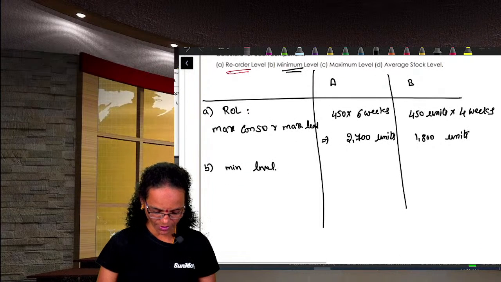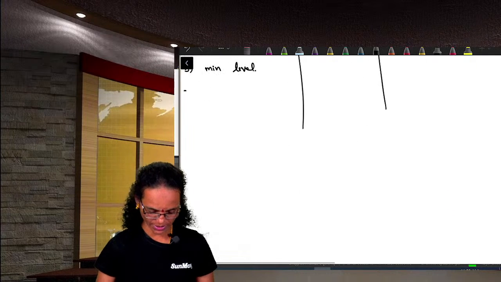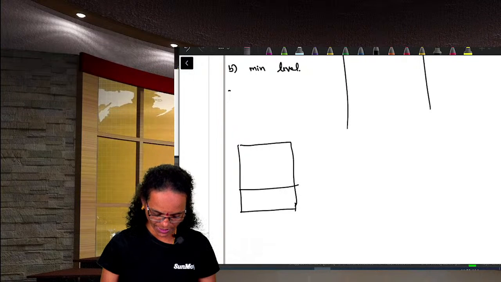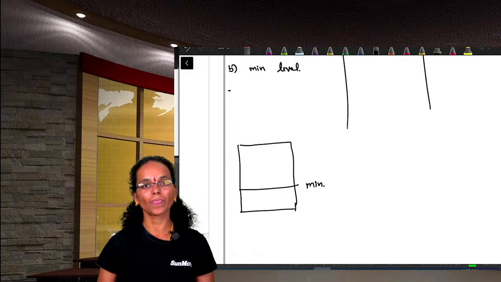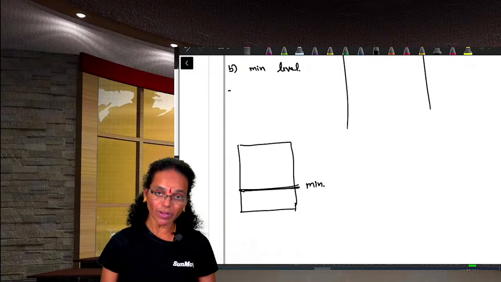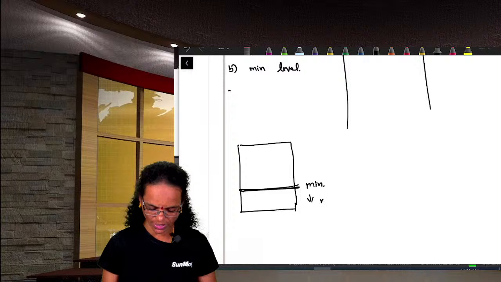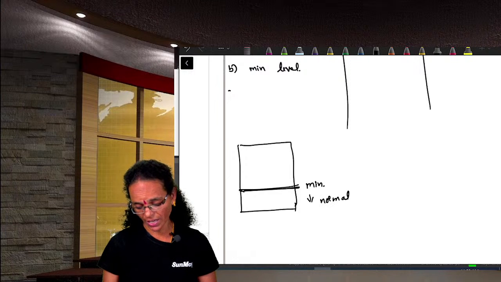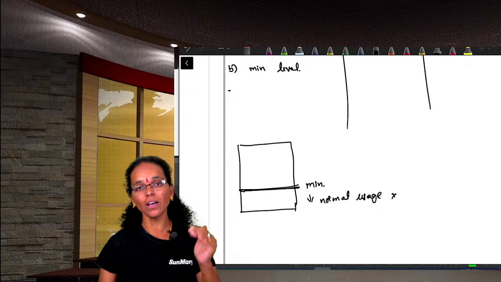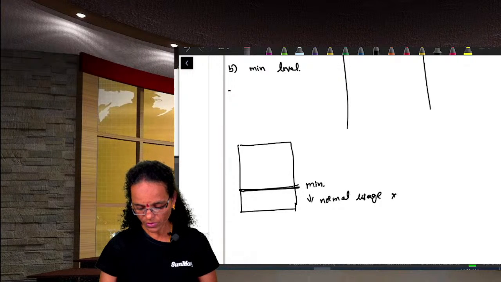Minimum level. Here I'll show you. See, this is a tank, take an example. Here we kept the minimum level. From this level we assume that we will be consuming normal usage, and the vendor will take normal time to deliver the products. So, normal lead time.